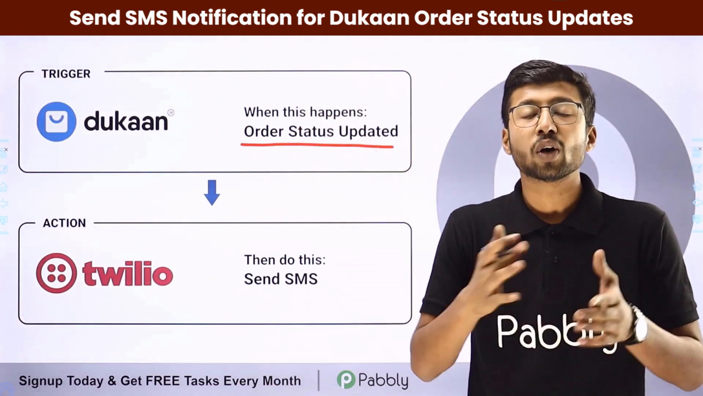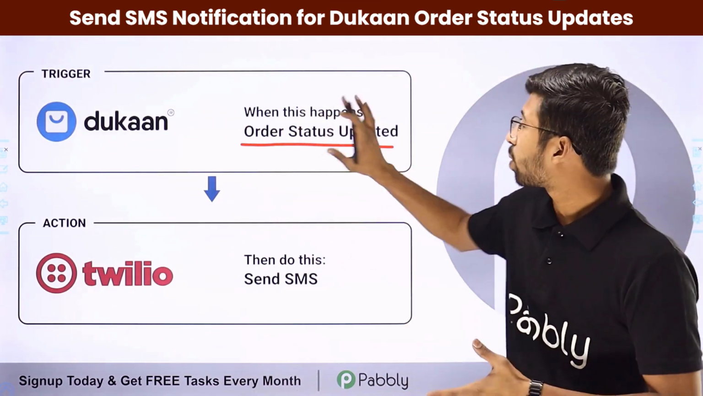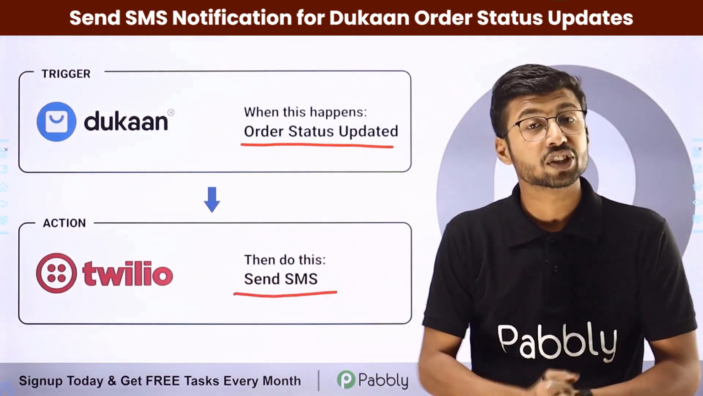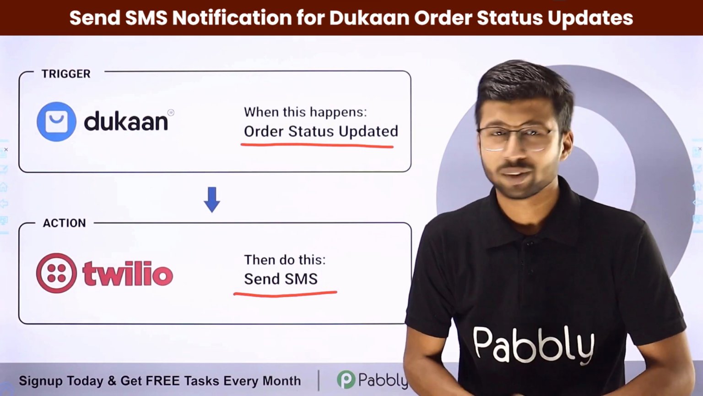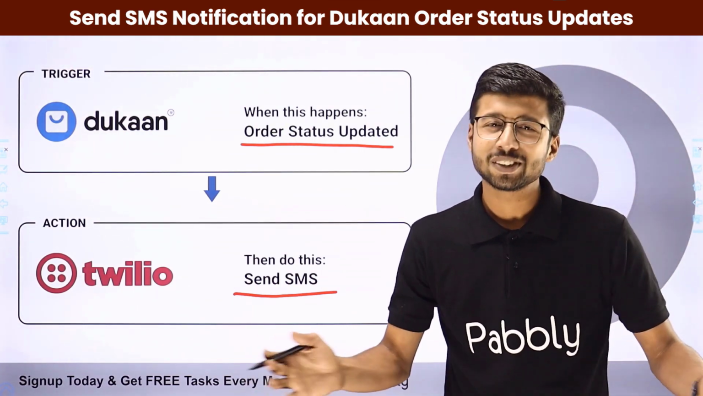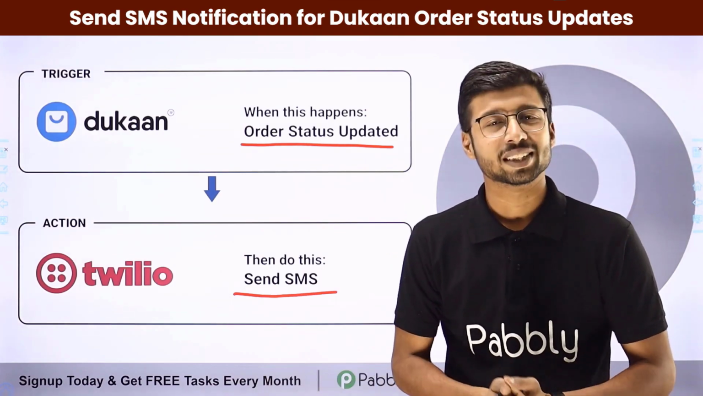So whenever we are going to update an order in Dukaan store, this automation will be triggered and the action will be sending an SMS notification to the customer who placed that order. Isn't it amazing? Now guys, how you can set up this automation? To know this, you have to come with me to my screen.